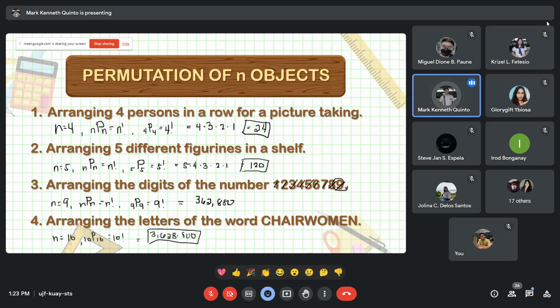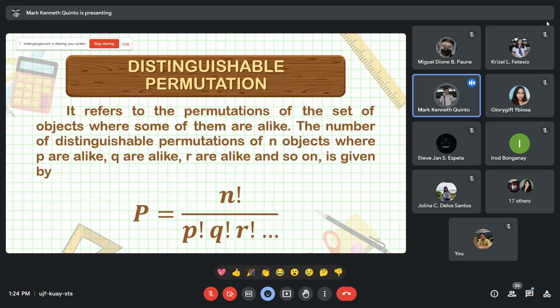Okay, I think permutation of n objects or linear permutation is very easy to all of you. So we can now proceed to our next type of permutation, which is the distinguishable permutation. When you say distinguishable permutation, it refers to the permutations of the set of objects where some of them are alike. And the number of distinguishable permutations of n objects where p are alike, q are alike, r are alike, and so on is given by n factorial all over p factorial multiplied by q factorial multiplied by r factorial and so on.